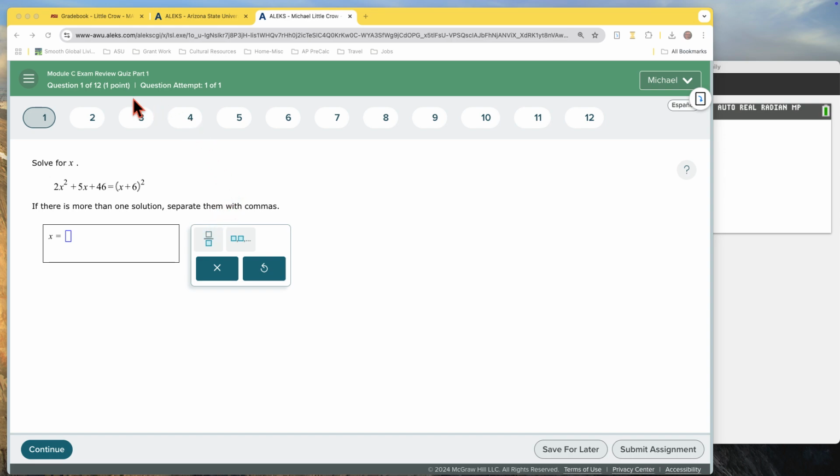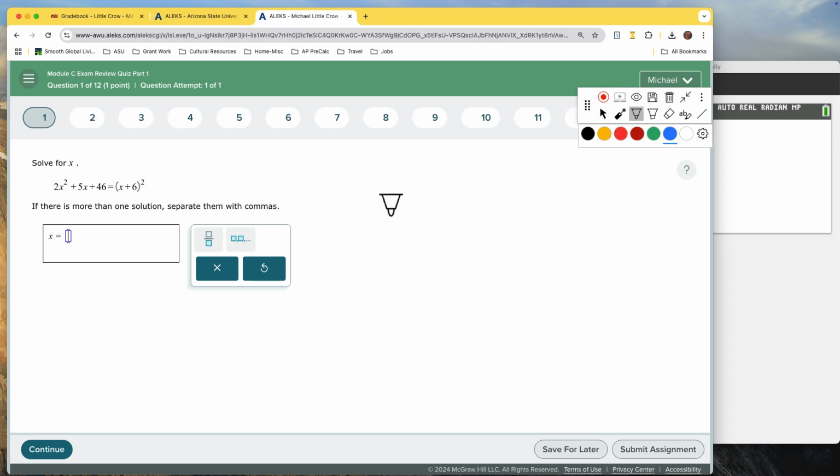So this is the Module C review quiz part 1. We're going to look at question 1. So we're asked to solve this equation, and we notice it's got x squared.